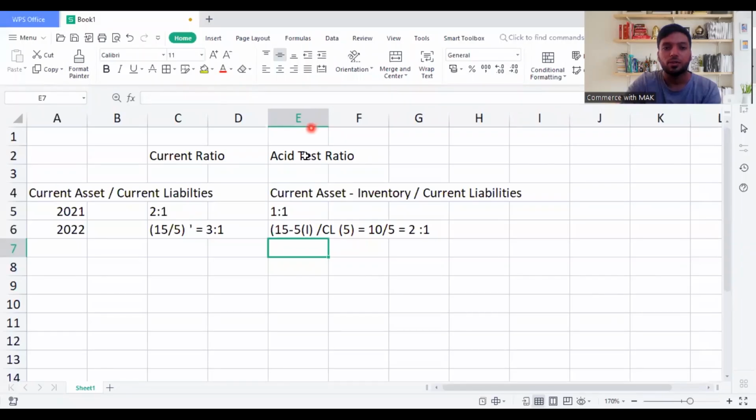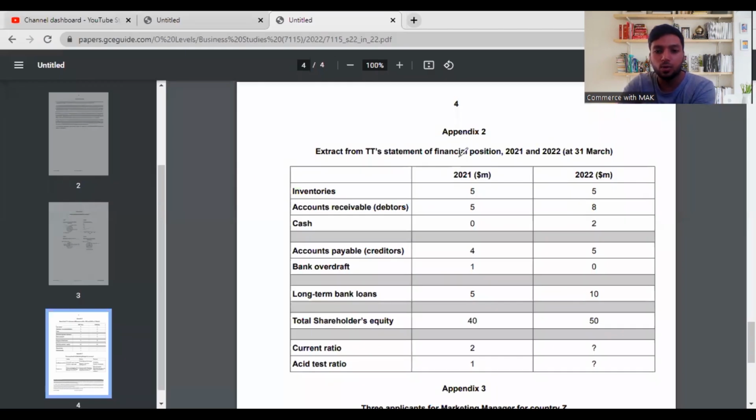Move on to the point. So I have explained your current ratio, how it works, and how we have achieved it. So now moving on to the question. We have inventories. Now we have calculated these things. I'm going to explain how it works when it comes to the answer.